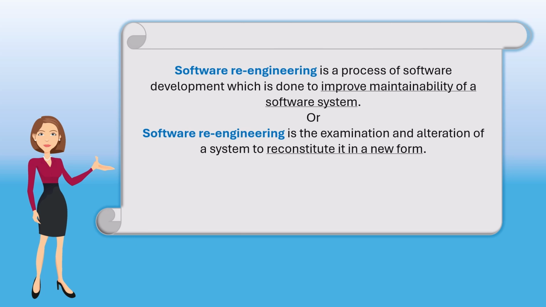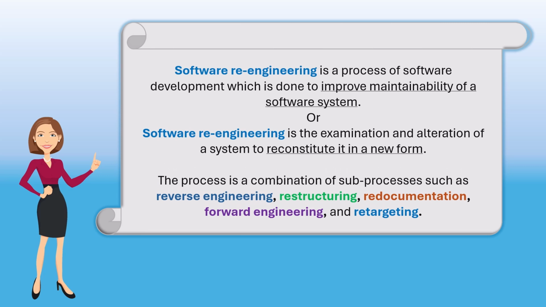This process is not a single activity but a combination of several sub-processes. It includes reverse engineering to understand the existing system, restructuring to improve its internal design, redocumentation to update or create clear documentation, forward engineering to rebuild or enhance the system, and retargeting to adapt it to new environments or platforms. Together, these steps help in transforming complex or outdated software into a cleaner, more maintainable and modern system.